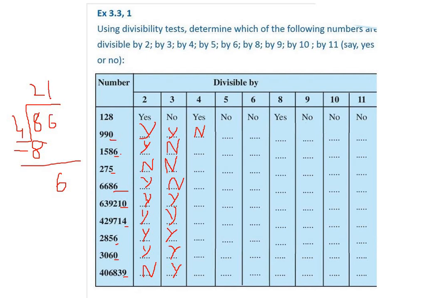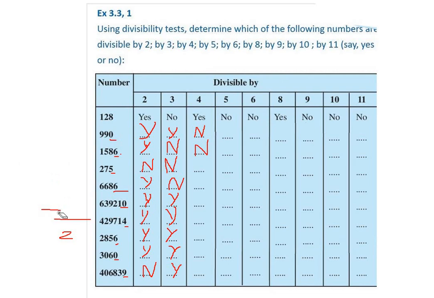4 1s are 4. And again the remainder we get is 2. We are not getting 0. So we can again say no. This 86 is not divisible by 4. So the whole number, that is 1586, is also not divisible by 4. Let's go for the next one.